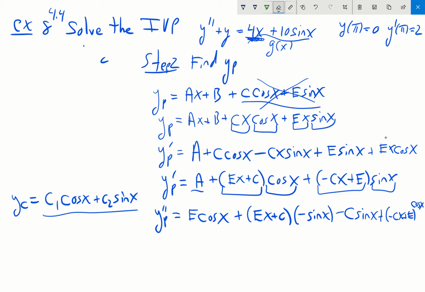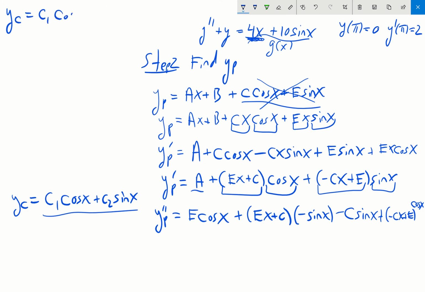And I'm going to just come over here. Let me write above so we don't lose it. We know that yc is c1 cos x plus c2 sine x. And we're now going to plug y sub p into this differential equation. So the second derivative, and I don't want to erase this form either. We know that this is the form of y double prime, which is this. And let's clean that up first to see what we can do here.